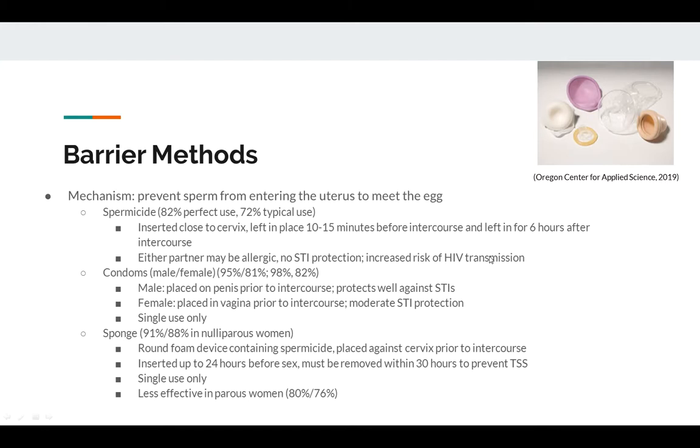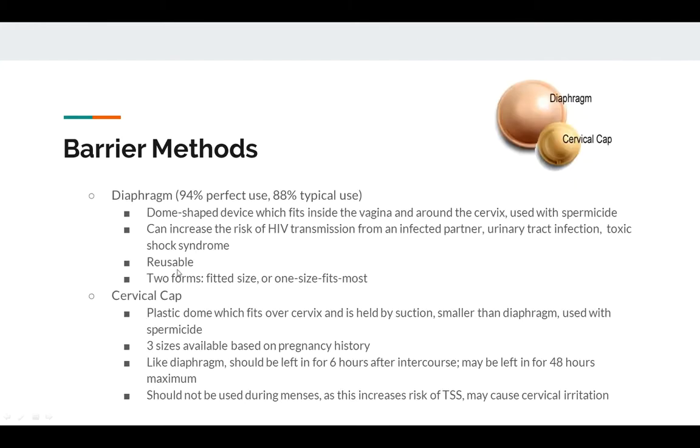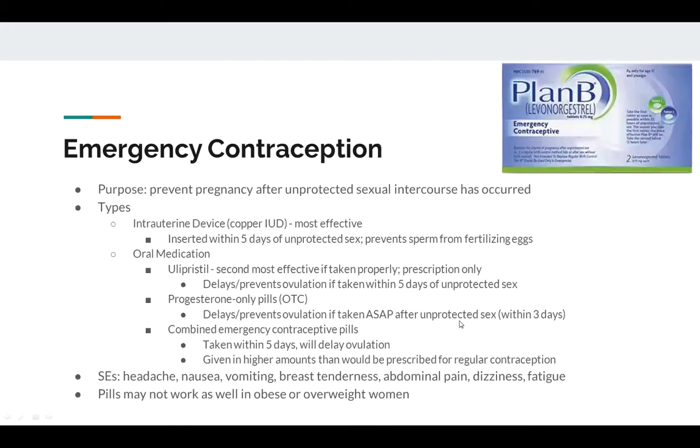Condoms are fairly effective as contraception. The only one of these, though, that does provide STI prevention is condoms and female condoms. Lastly, in terms of contraception, there is emergency contraception, and the copper IUD is actually the most effective. It can be inserted within 5 days, and it keeps that sperm from fertilizing the egg and implanting.